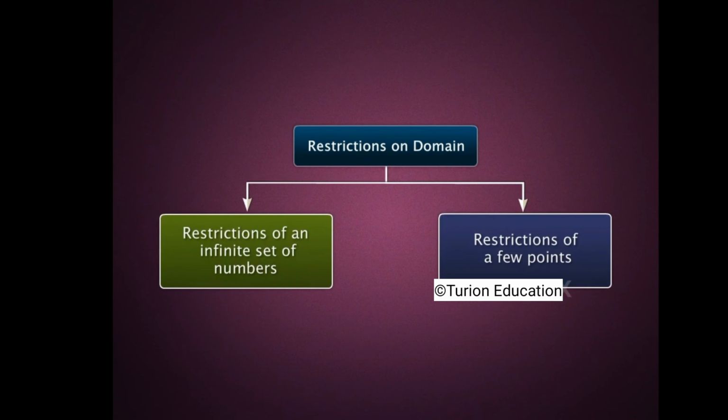In general, there are two types of restrictions on domain: restrictions of an infinite set of numbers and restrictions of a few points. Square root signs restrict an infinite set of numbers because an infinite set of numbers make the value under the radical sign negative. But in the case of a rational function, a few points are restricted to prevent the denominator from becoming 0. Let us find the domain for some typical functions given in the algebraic form.